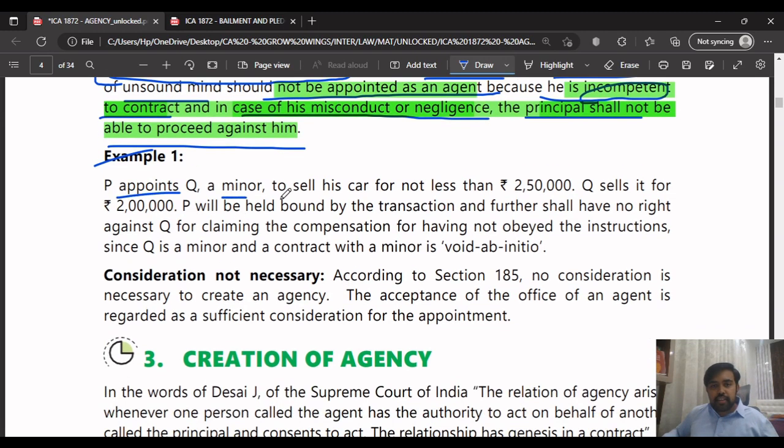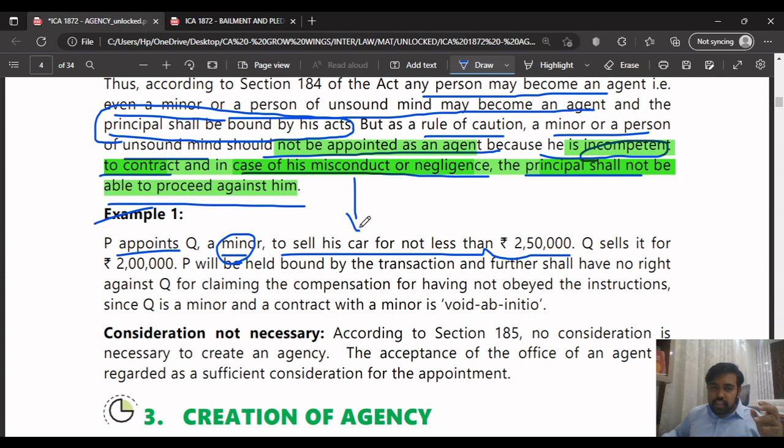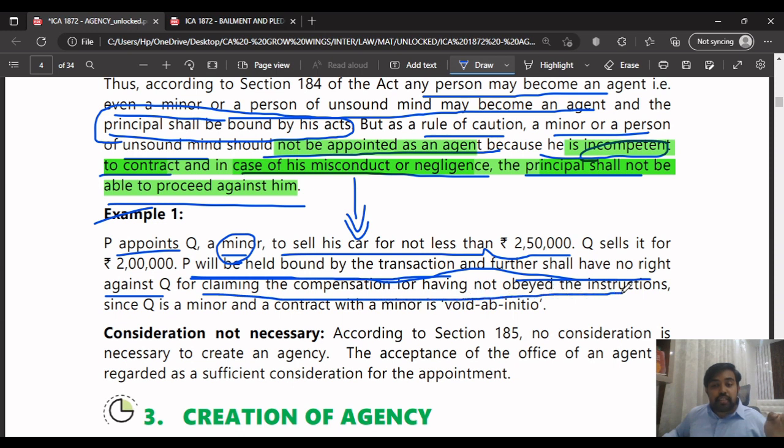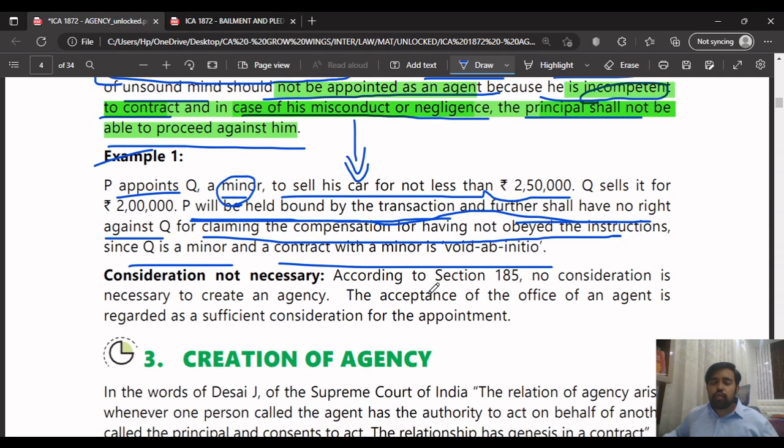P appoints Q, a minor, to sell his car for not less than 2 lakh 50. In this case, there is a person P who appoints Q, a minor. They are just explaining this concept through this example. The principal appoints a minor as the agent to sell a car for 2 lakh 50, but he sold it for 2 lakhs. Now P cannot claim responsibility from Q. P will be held bound by this transaction, and further shall have no right against Q for claiming compensation for having not obeyed his instructions. Q is a minor here, so a contract with a minor is void ab initio. That's what I told you, right?